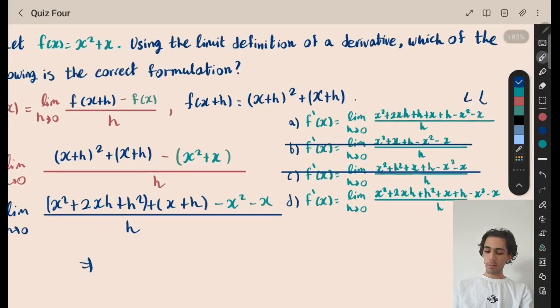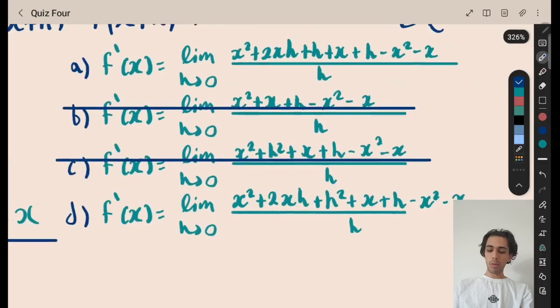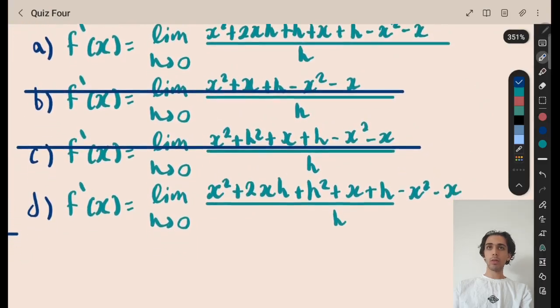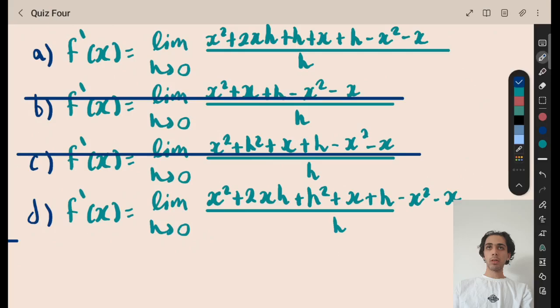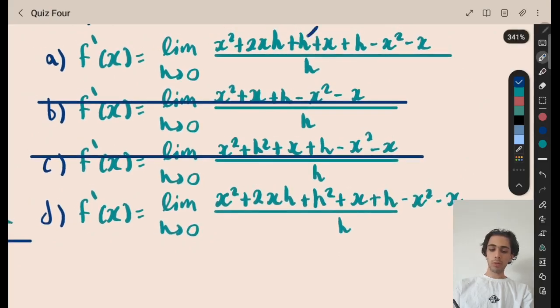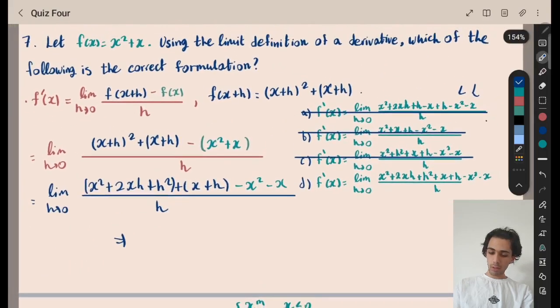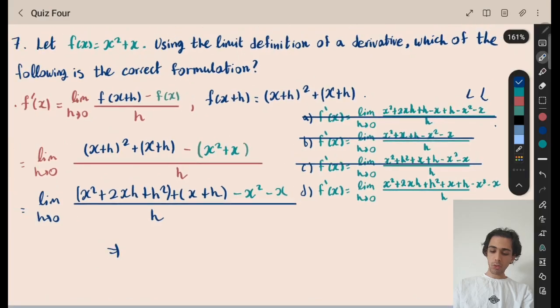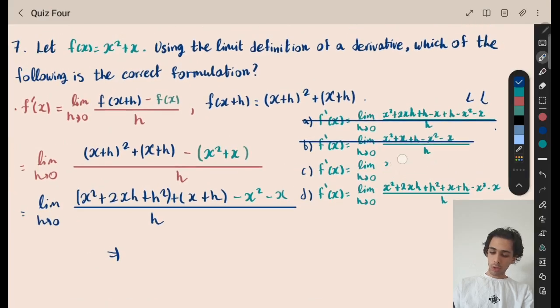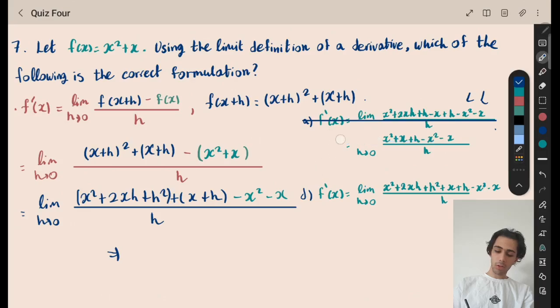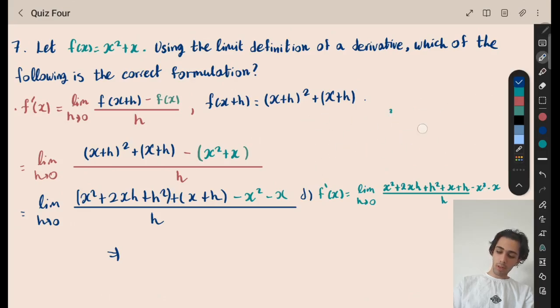I think it's because I'm having trouble with sight now. So this is x squared plus 2xh plus h. It's missing an h squared. This one is not missing anything. So this is not the answer. And so I will cancel out. And you should choose the choice which is compatible with the definition, which is D.